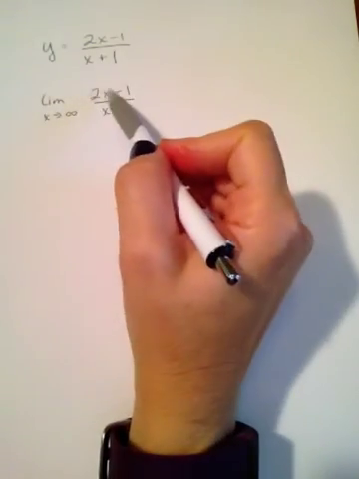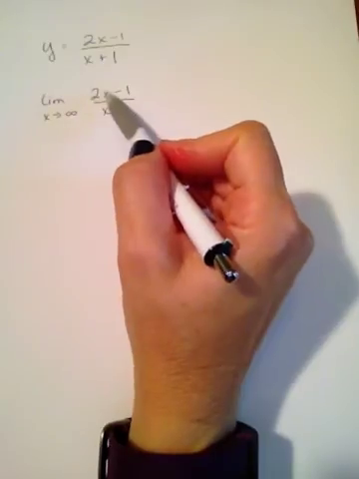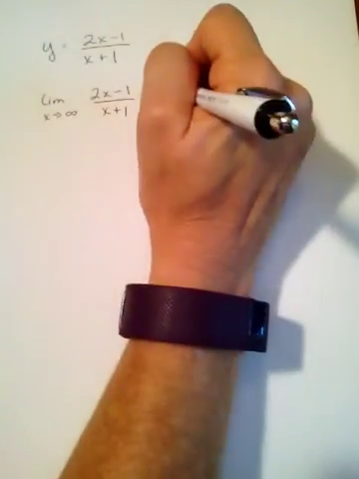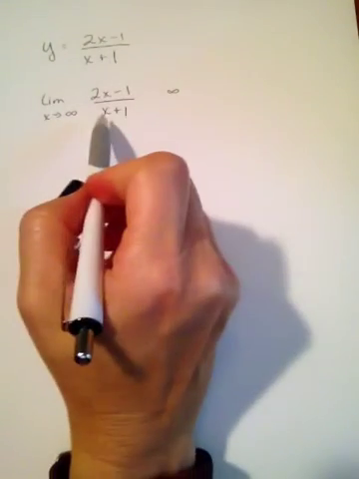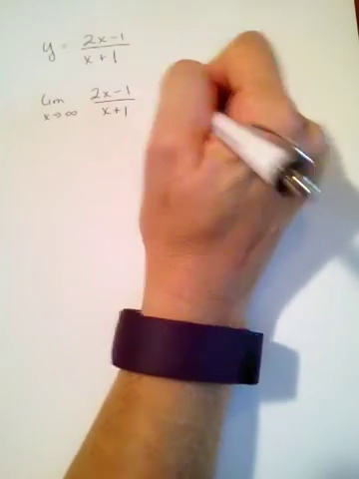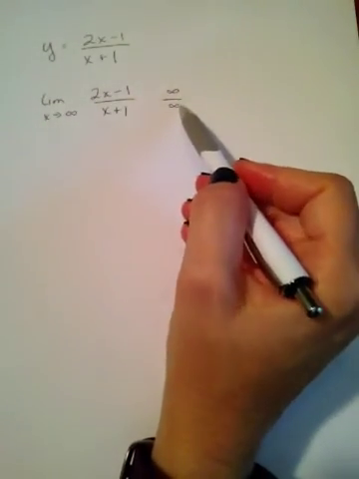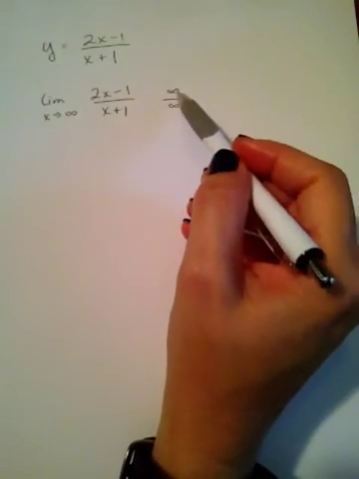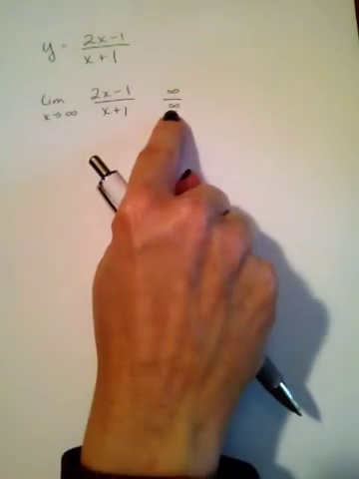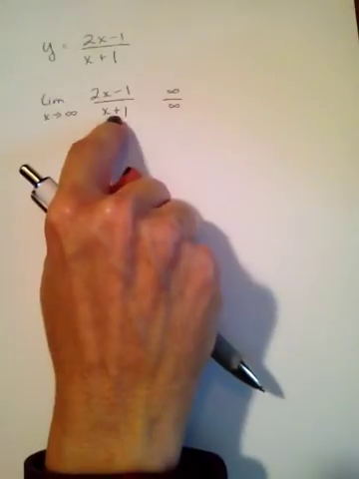If I evaluate here as x approaches infinity, that's 2 times an infinitely large number, which is infinitely large, minus 1, I'm still getting infinity. In my denominator, infinity plus 1, still really huge. So now I have infinity divided by infinity, and this is an indeterminate form of a limit. We don't actually know what this equals if we just have this. We have to go back to the problem itself.